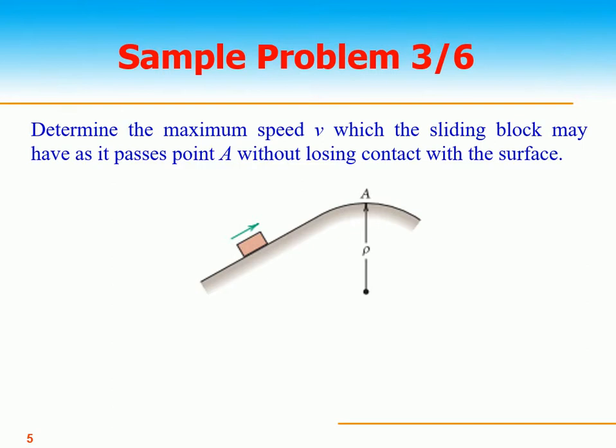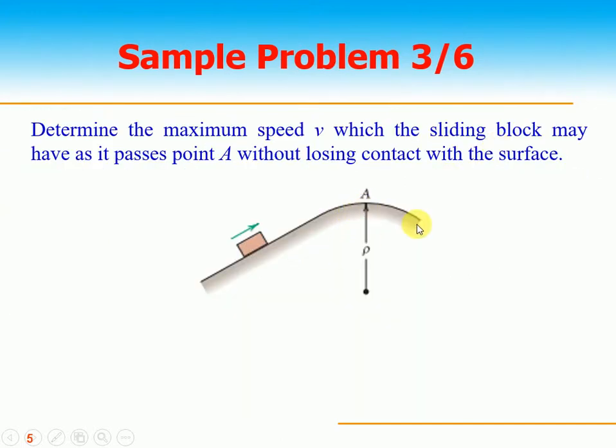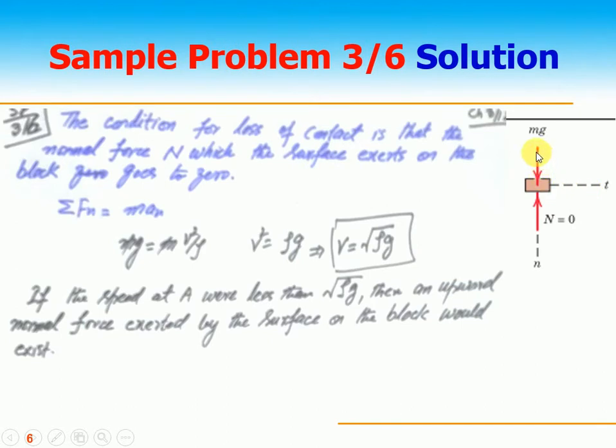Determine the maximum speed v which the sliding block may have as it passes point A, at the maximum curvature height, without losing contact with the surface. The radius of curvature at this point is rho. Dear students, if you make the free body diagram, there is the weight in the downward direction and the normal reaction in the upward direction. Because the curvature is concave downward here, the tangential coordinate is to the right, and the normal acceleration is in the downward direction.